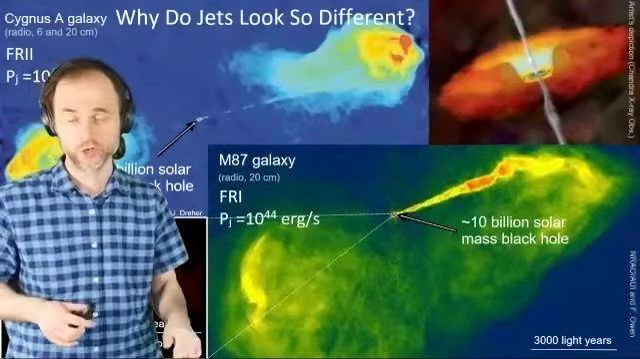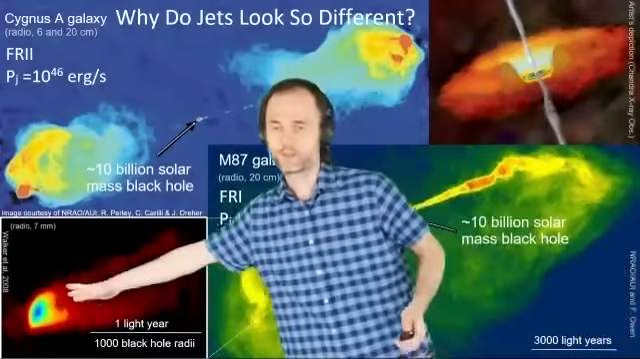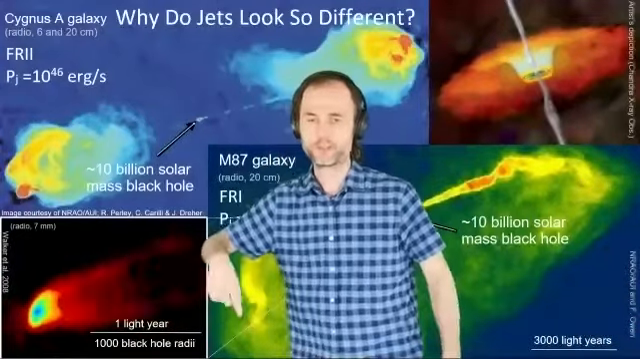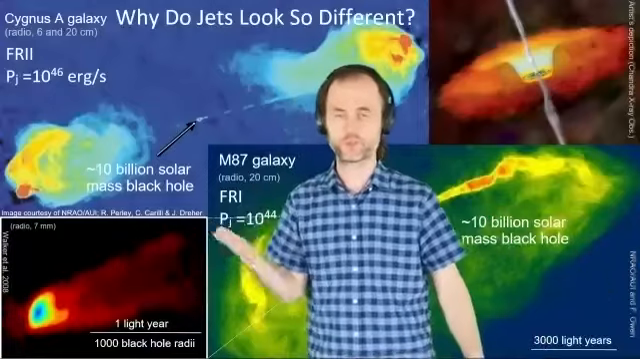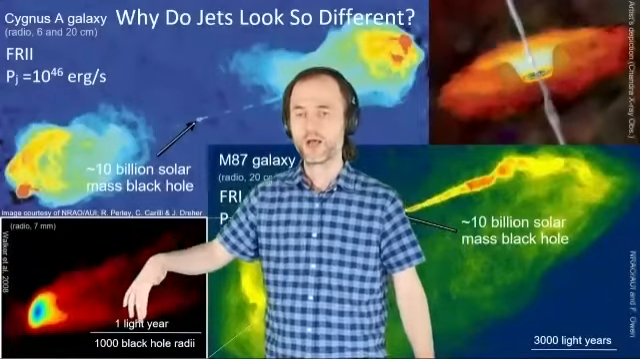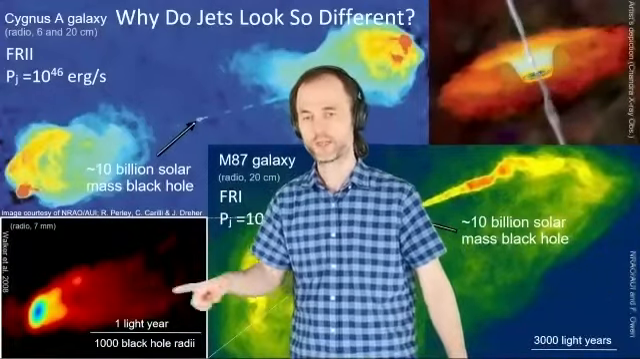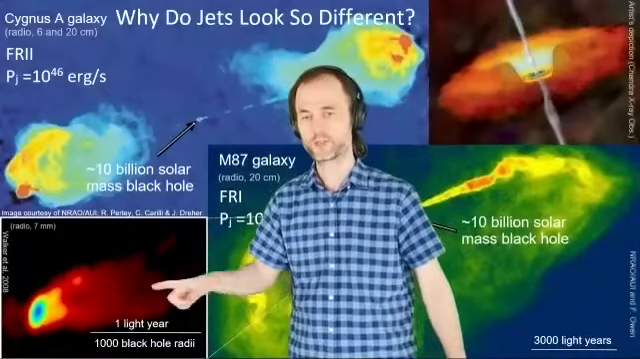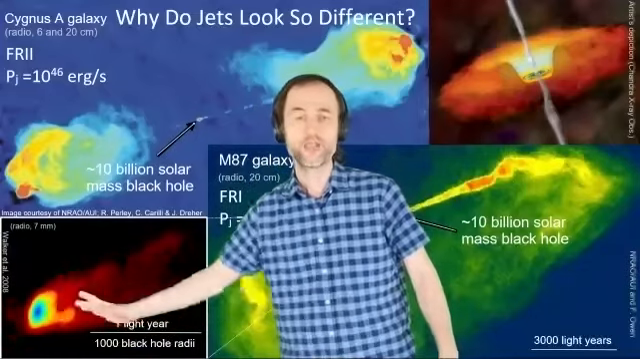So what if we zoom into the very center? Then you see that there is a black hole. This is now 1 light year instead of 3,000 light years. So we've zoomed in by a factor of 3,000. And this is 1,000 black hole radii. So we are getting close to the black hole. And you can see that there is a pattern moving away from the black hole.